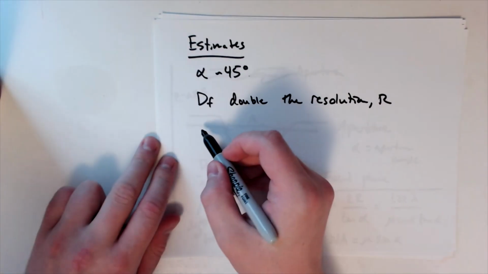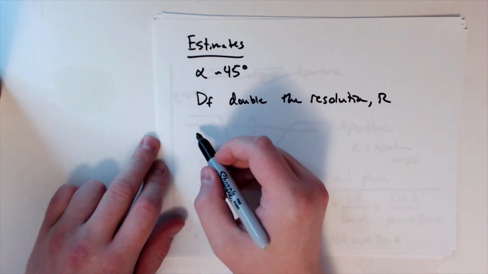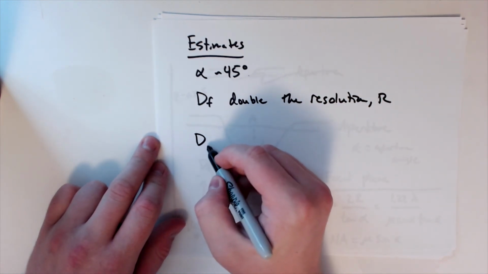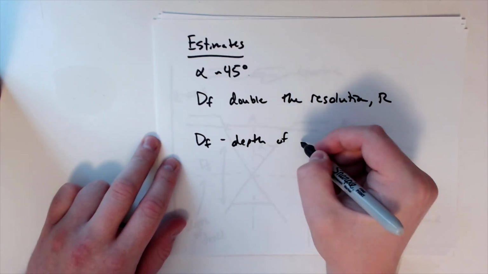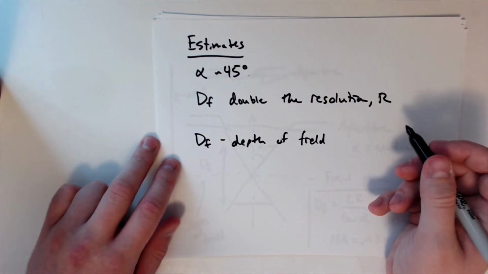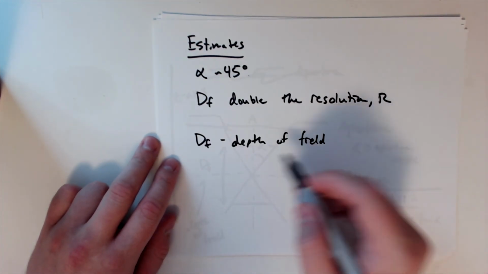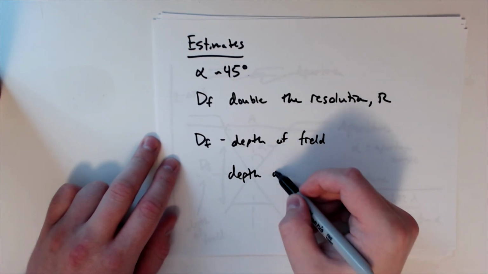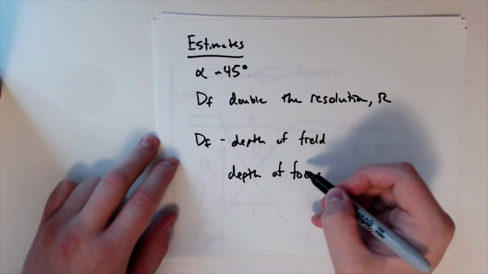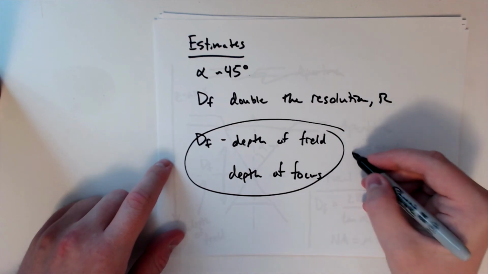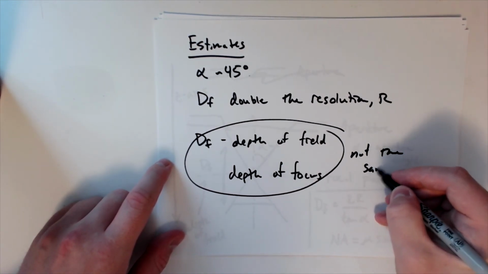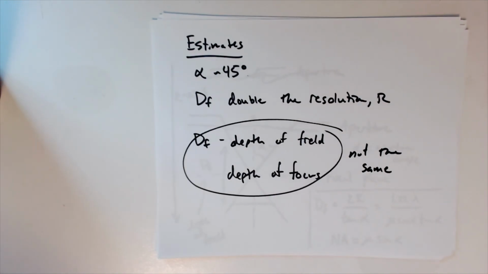All right, another thing I want to mention just here right at the end is we have d sub f, which is our depth of field. So you may have heard this term depth of field. You may have also heard the term depth of focus. These are not the same quantities. So these two are not the same. So that's just important to, so I'll try to be very specific when I talk about this quantity, talking about the depth of field and not depth of focus.